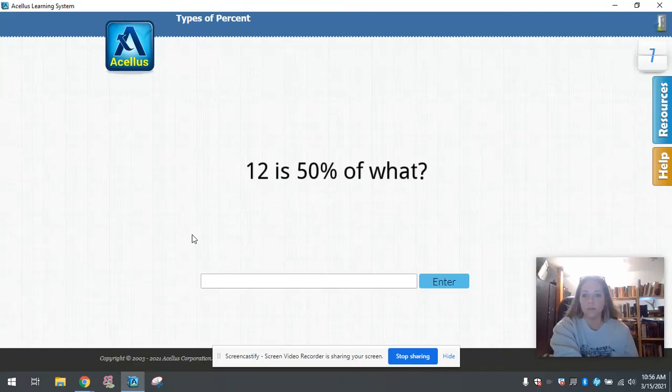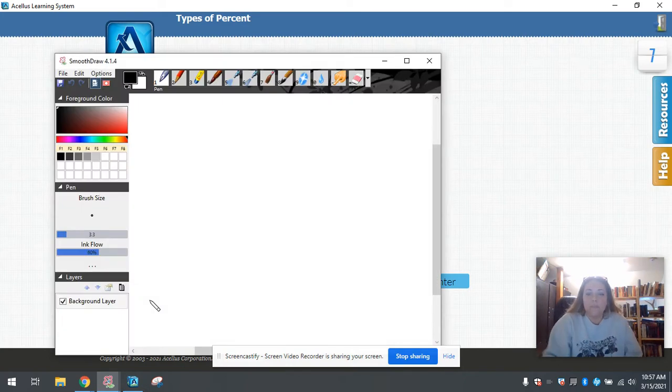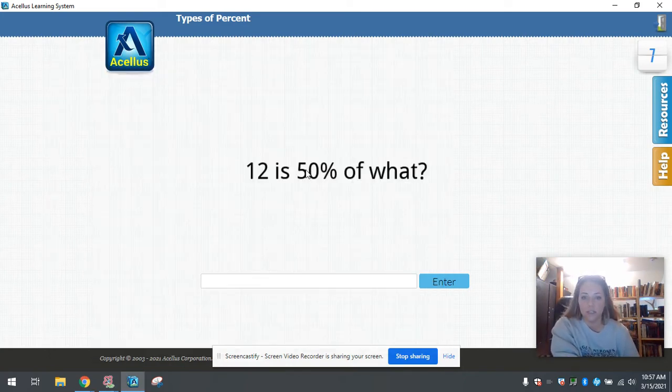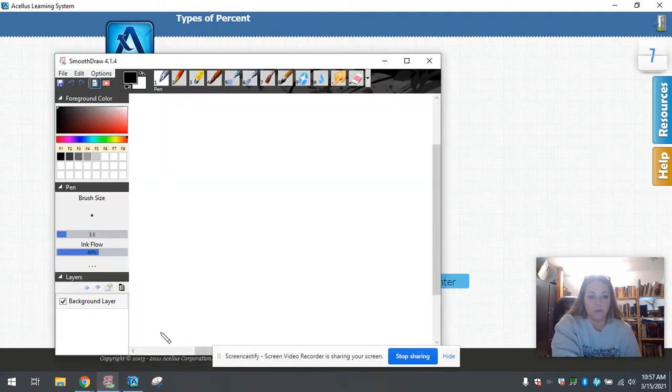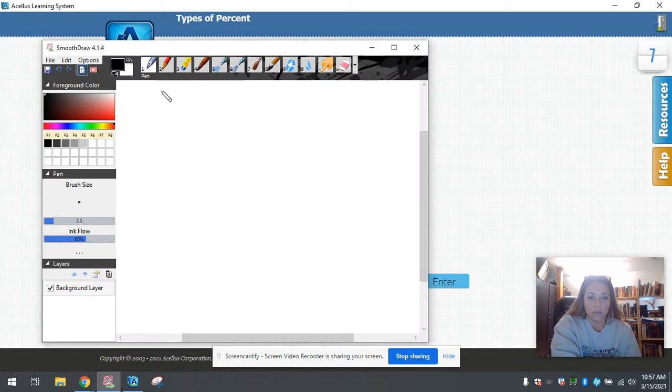Right, types of percent. We're going to set this up like the dude on Acellus told us to. So we have 12 is 50% of what? If we could do this in our heads, we could think 50% means half of something. 12 is half of what? 24. That's totally an option. But if you're not ready for that kind of mental math, let's just write it out.